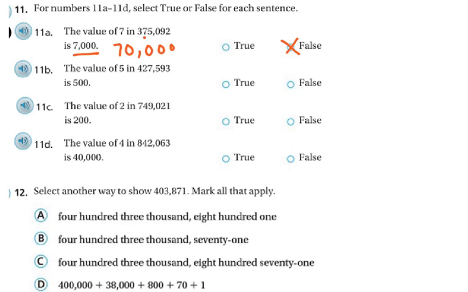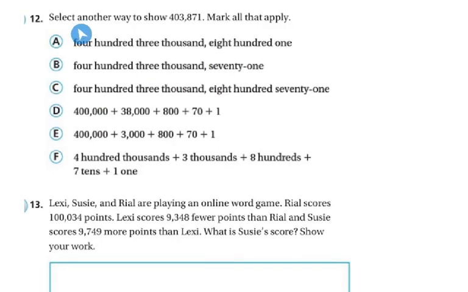The value of the 5 in 427,593 is 500. So let's look. The 5 is in the hundreds place, so the value is 500. So that is true. The value of the 2 in 749,021 is 200. Well, the 2 is in the tens place, so the value is actually 20, not 200. So that is false. The value of the 4 in 842,063, the 4 is in the 10,000s place, so it is worth 40,000. So that is true.